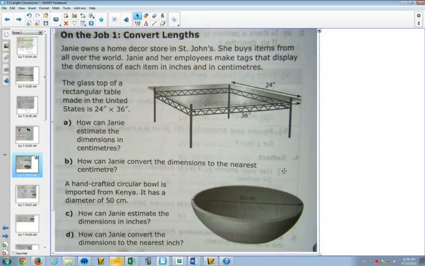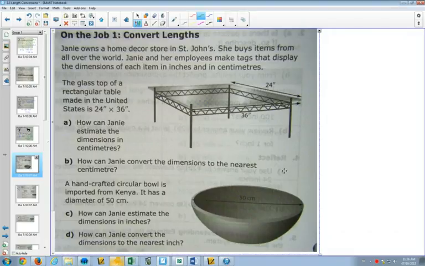Now imagine that. How big of a table is that? How big is 36 inches? Is that bigger than this whole classroom? No. 36 inches is about 3 feet, so we got about this length. By 24 is 2 feet. So we're imagining a table that is 3 feet by 2 feet. That's how big this table is. That's a big table.